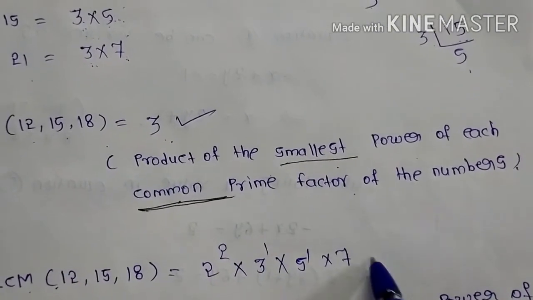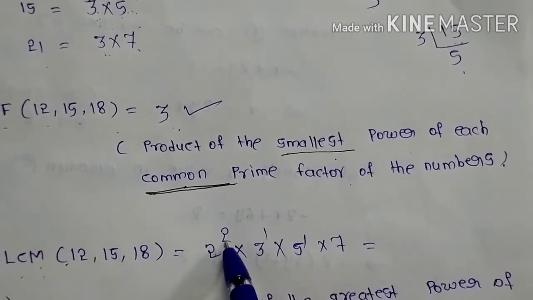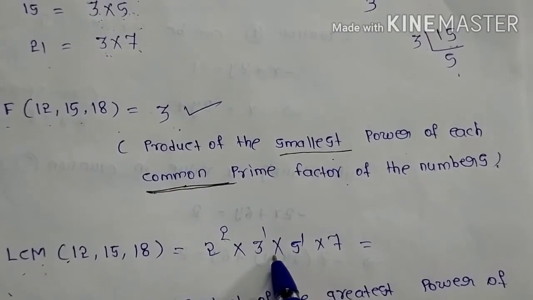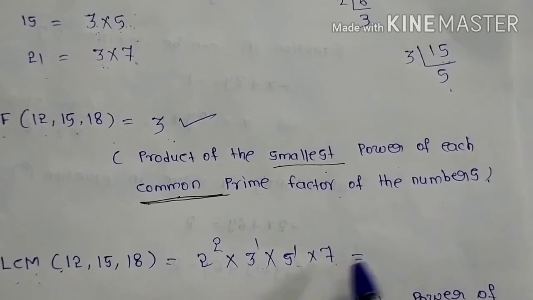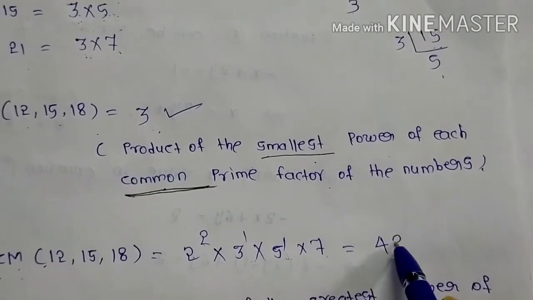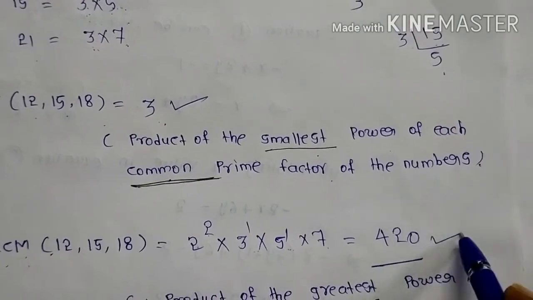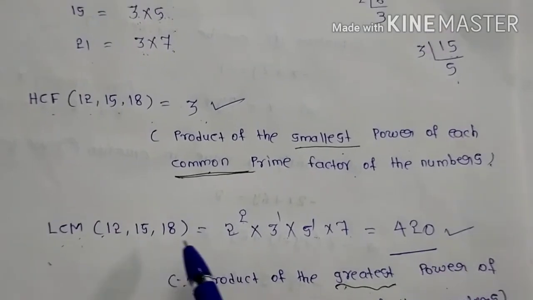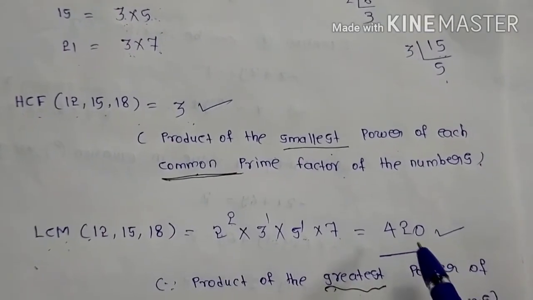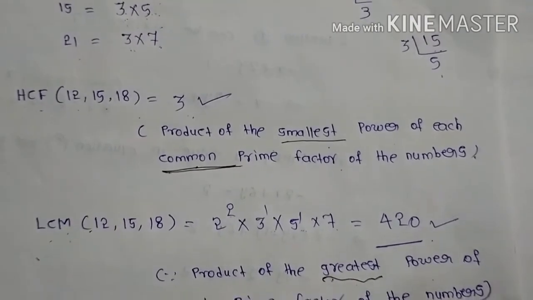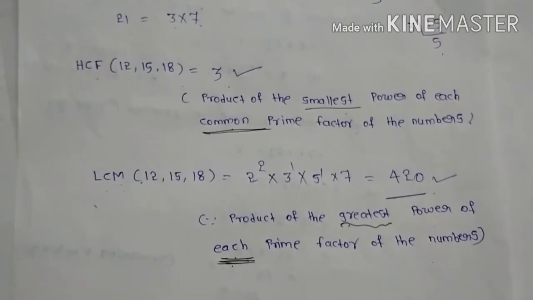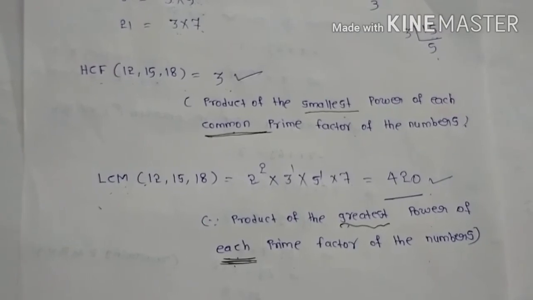That means 2 square is 4. 4 times 3 is 12. 12 times 5 is 60. 60 times 7 is 420. Your answer is 420. The LCM of 12, 15, 21 is 420. I hope you understand this. In this way you can try the remaining problems on this page.